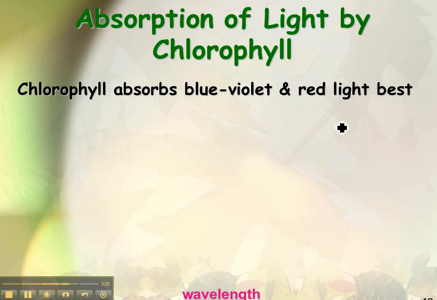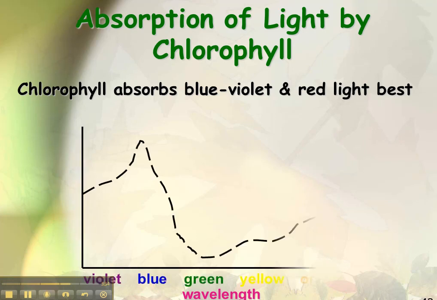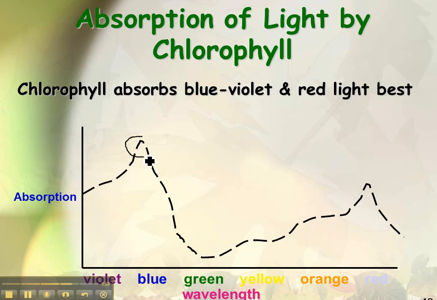So as far as absorption, chlorophyll absorbs blue, violet, and red light the best. So this is a graph showing where it's going to absorb the blue, violet, and the red. Notice least absorbed is the green. This is what's being reflected. Hence, that's why it's the color green.